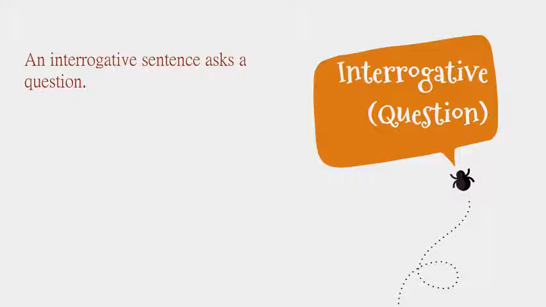Second type is the interrogative or the question. From its name, we know that it is asking a question. An interrogative sentence asks a question. And how is it punctuated at the end? It is punctuated with a question mark. It ends in a question mark. Example: is it raining? So here I'm asking a question, so it must end with a question mark.